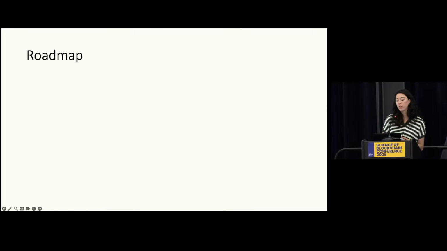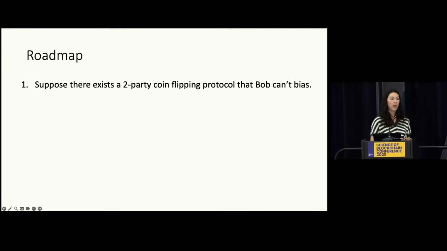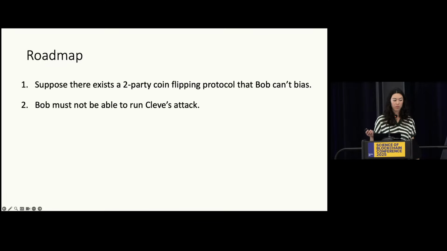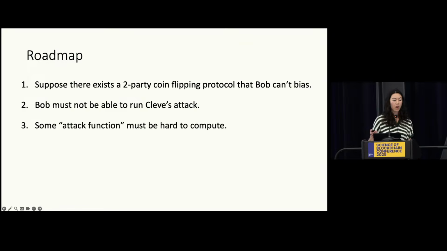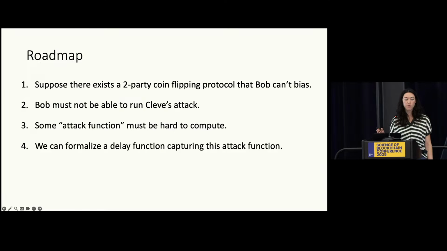And the way that I'll show this is by first supposing that we have a two-party coin flipping protocol, still between Alice and Bob as before, that Bob cannot bias. This means that Bob must not be able to run Cleve's attack. And so I'll argue that it means there exists some attack function that's hard for Bob to compute. This isn't a delay function yet, but then I'll show you how we can take this attack function and formalize it into an actual delay function.